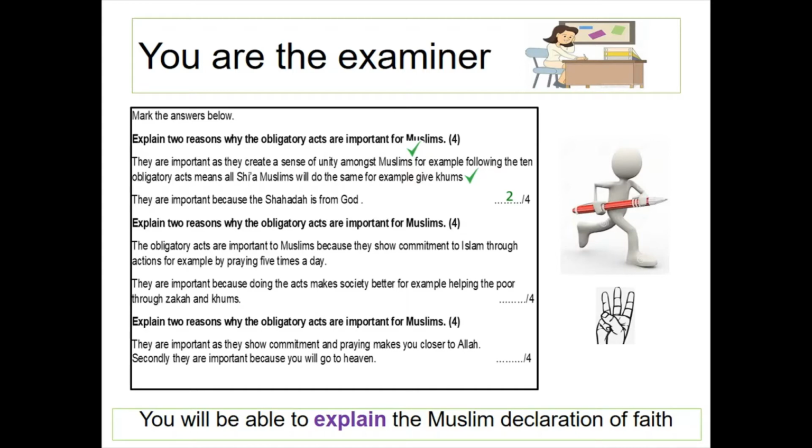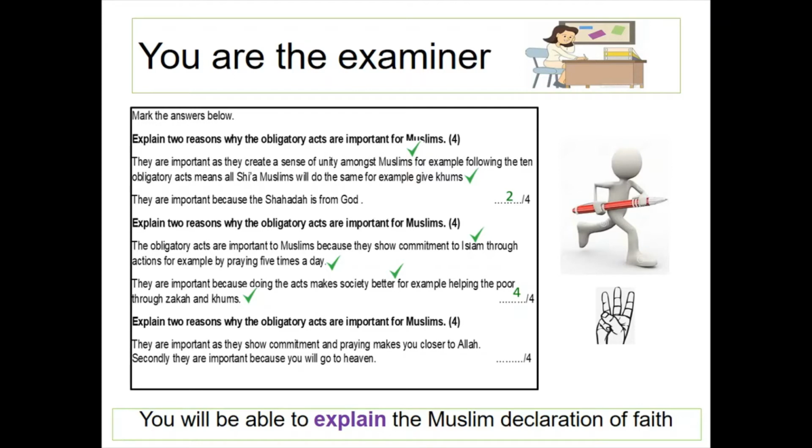The next answer is, the 10 obligatory acts are important to Muslims because they show commitment to Islam. I'd give that a mark, that's a piece of information. Through actions, for example, by praying 5 times a day. That's a second piece of information, that's 2 marks for that paragraph. They're important because doing the acts makes society better, for example, helping the poor, through Khums and Zakat. I'd give that 4 marks. Each paragraph has 2 bits of information, and that is a perfect answer.